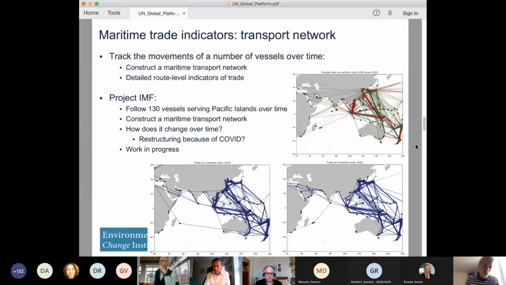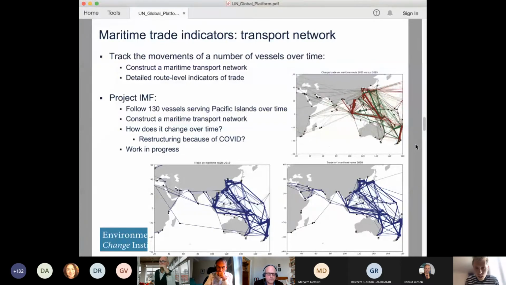So what we did is we followed the movements of 130 vessels serving Pacific islands over time, we constructed a maritime transport network, and you can see them in the figures below. And a network here is basically how much trade goes in between two specific ports. And this is work in progress, so the pictures are not very pretty.